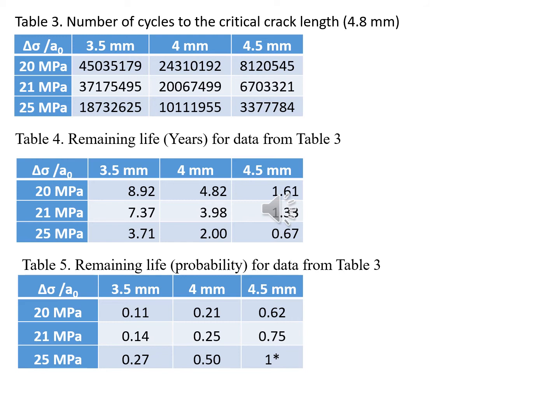Then again, it also increases with the initial crack length, including the fact that for 4.5 millimeters, which would then grow just 0.3 millimeters, this estimation is more than 1, but we of course say the probability in that case is 1. So for 25 megapascals and 4.5 millimeters, failure is imminent.